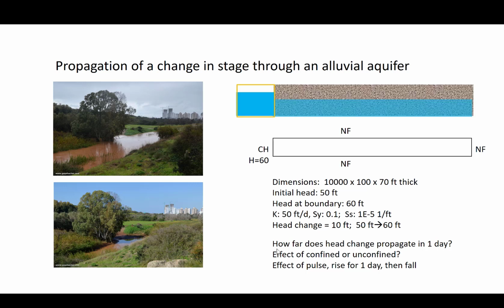And what we're going to be interested in is how far does this head change propagate into the aquifer in one day? What is the effect of whether the aquifer is confined or unconfined on the distance of propagation? And what is the effect of a pulse when the water level rises for a day and then falls back to equilibrium? What does that look like? Okay, so let's go take a look at the model.